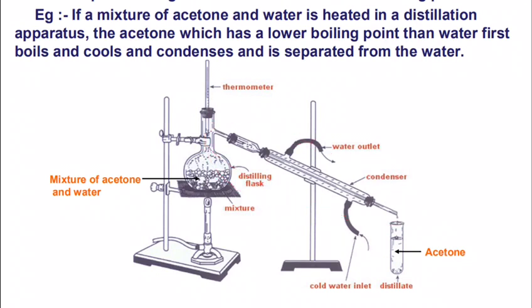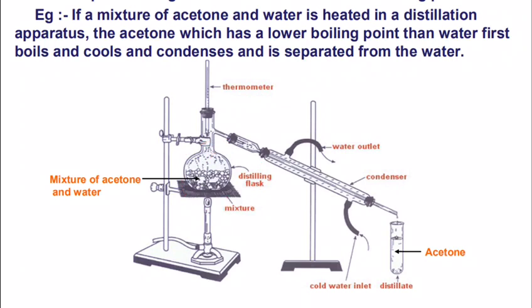What is the function of this condenser? इस condenser में एक तरफ तो cold water की inlet होती है, and एक तरफ water की outlet होती है. So from this side there goes the cold water and from this side hot water comes out, right? Now what happens when we take the mixture of acetone and water and it is heated in this apparatus?